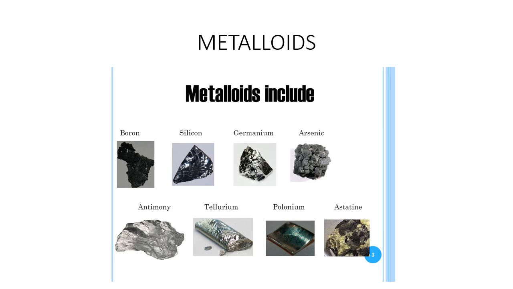And then there is a certain category of elements called metalloids. These metalloids sometimes show the properties of metals and sometimes the properties of non-metals. The common examples are arsenic, germanium, and silicon. All these are commonly known metalloids.